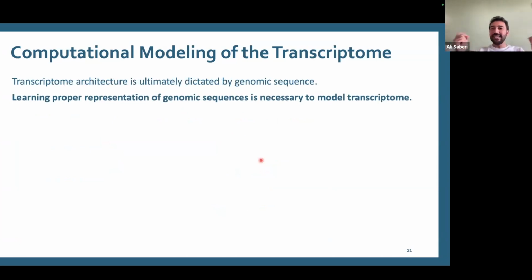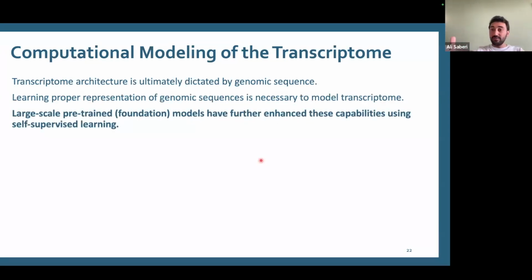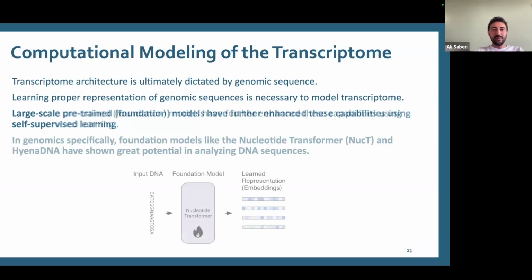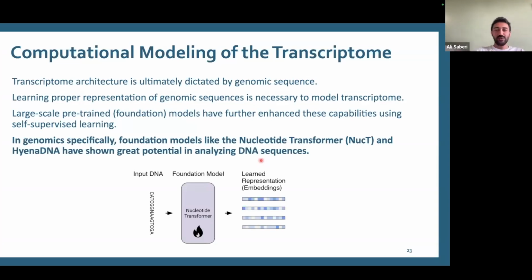We know that we need good representations in order to perform any ML task here. And so we want to model sequence. NLP communities, thanks to them, they talk about larger scale pre-trained foundation models, self-supervised learning. And then in genomics, we have foundation models like Nucleotide Transformer, based on BERT architecture, and HyenaDNA, based on Hyena. They try to provide proper representations for DNA sequences.